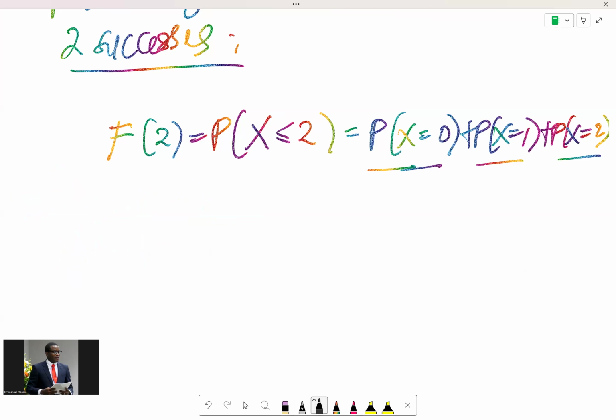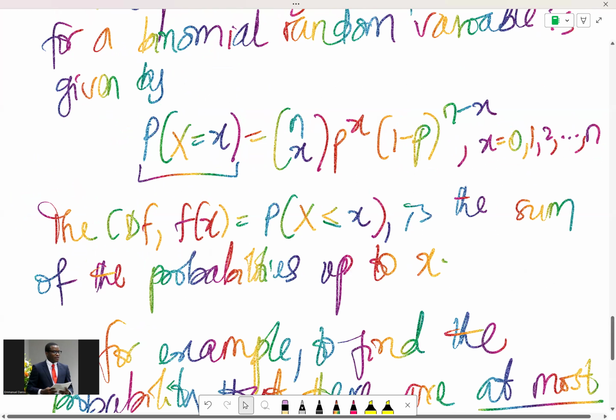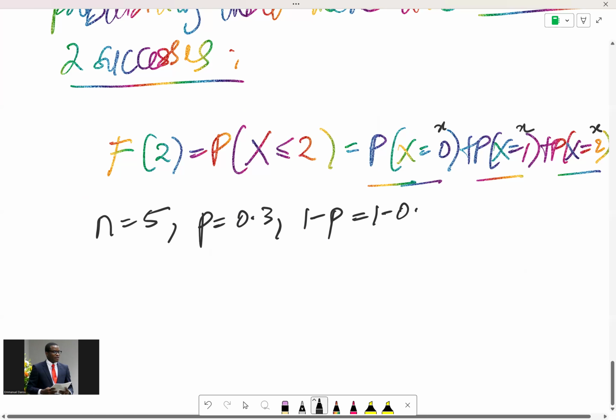Okay, so we know from the formula, we need n, x, and p. That's all we need. But we already know our values of x. This is when small x is 0, small x is 1, small x is 2. That's what all of that means. Then the number of trials is 5. The probability of success is 0.3. Automatically, 1 minus p would be the probability of failure, which is 1 minus 0.3. That is 0.7. So with this in place, we can get each of these things.